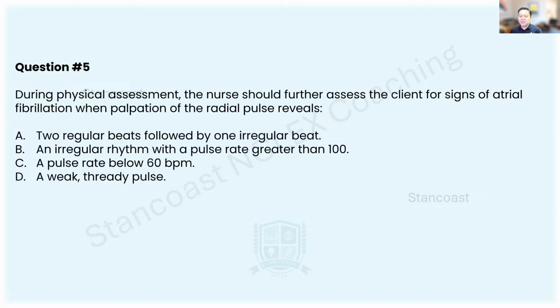During physical assessment, the nurse should further assess the client for signs of atrial fibrillation when palpation of the radial pulse reveals: A, 2 regular beats followed by 1 irregular beat; B, an irregular rhythm with a pulse rate greater than 100; C, a pulse rate below 60 beats per minute; or D, a weak, thready pulse. Let me reread.